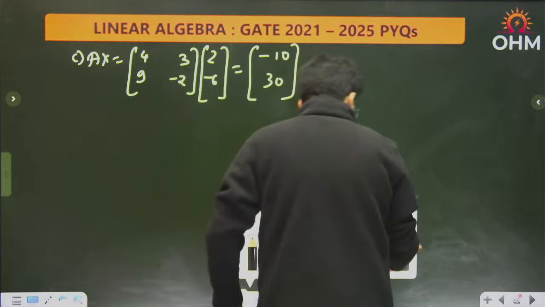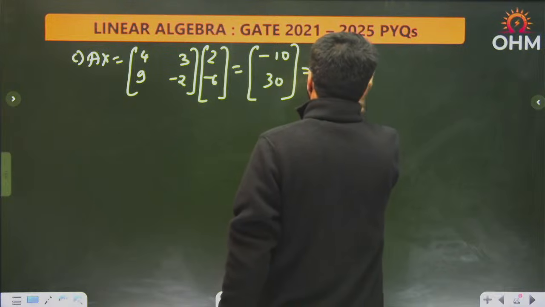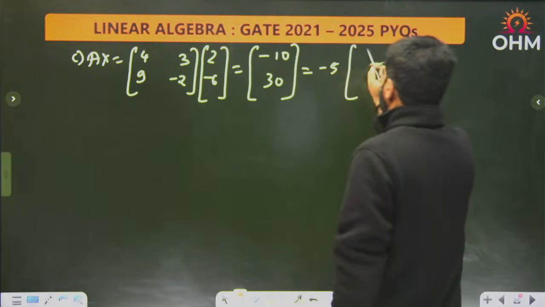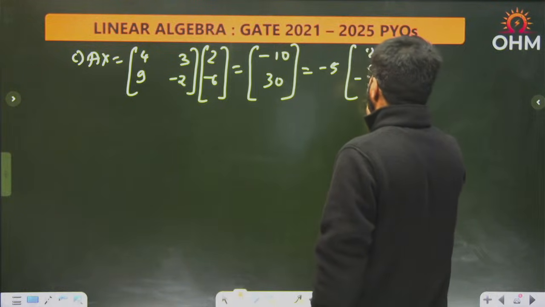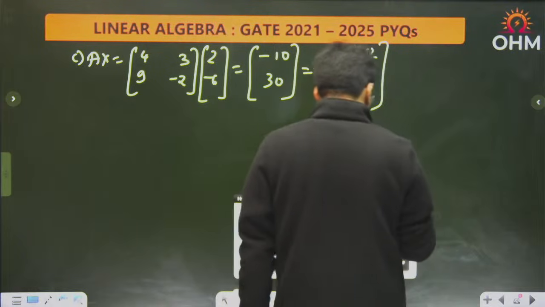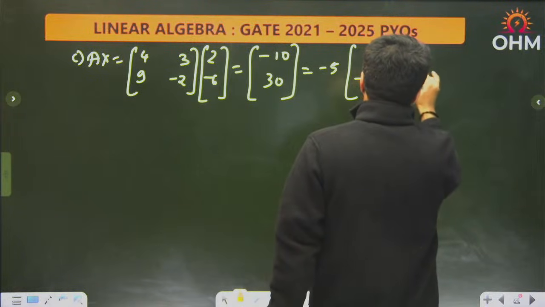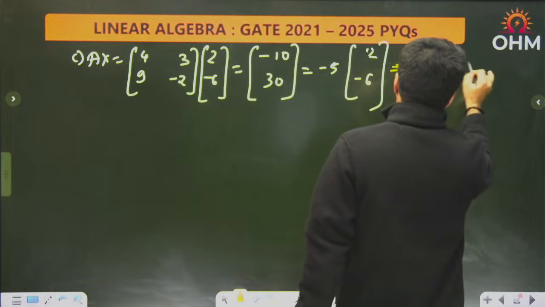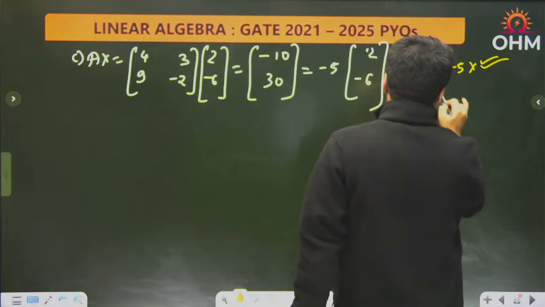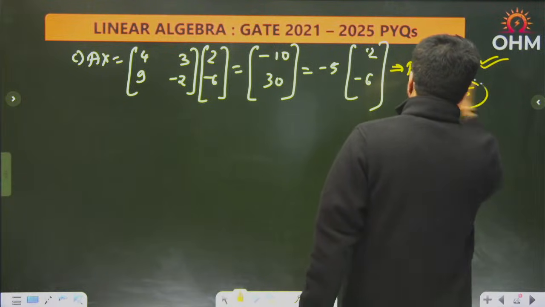Why? Because I can now take -5 common. If you take -5 common, 2 is left here and -6 is left here, and that is what was applied vector. So C, as some of you are telling, is the correct one. Ax equals minus 5x, correct. With lambda minus 5, this is the correct eigenvector.